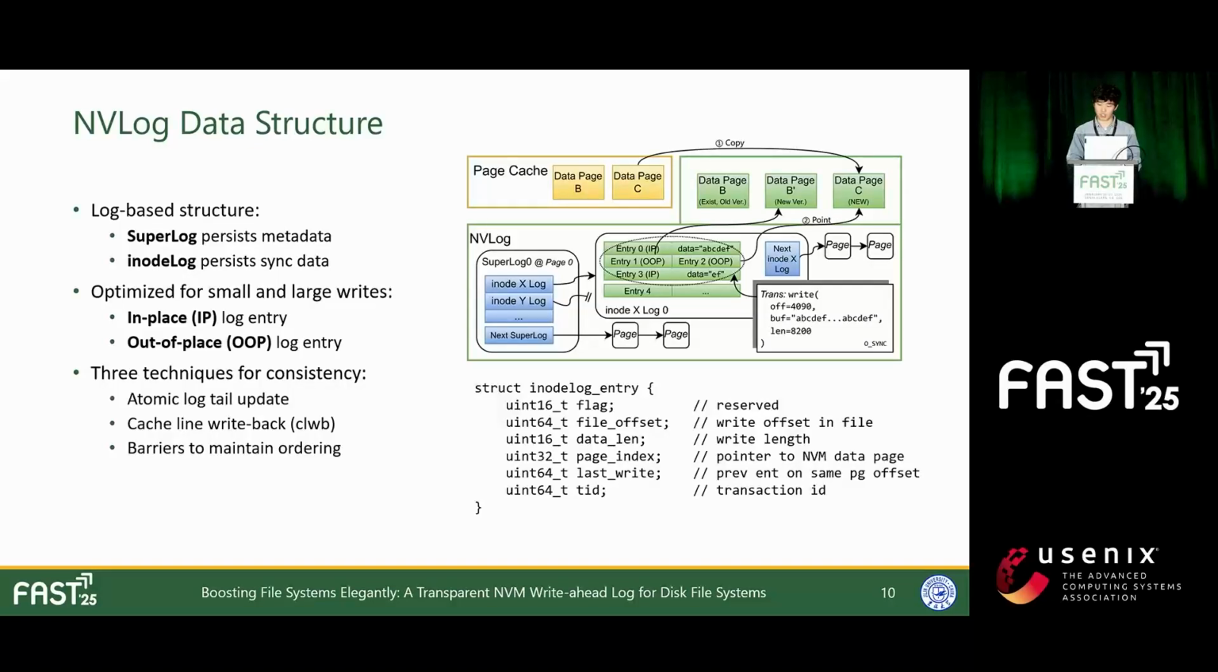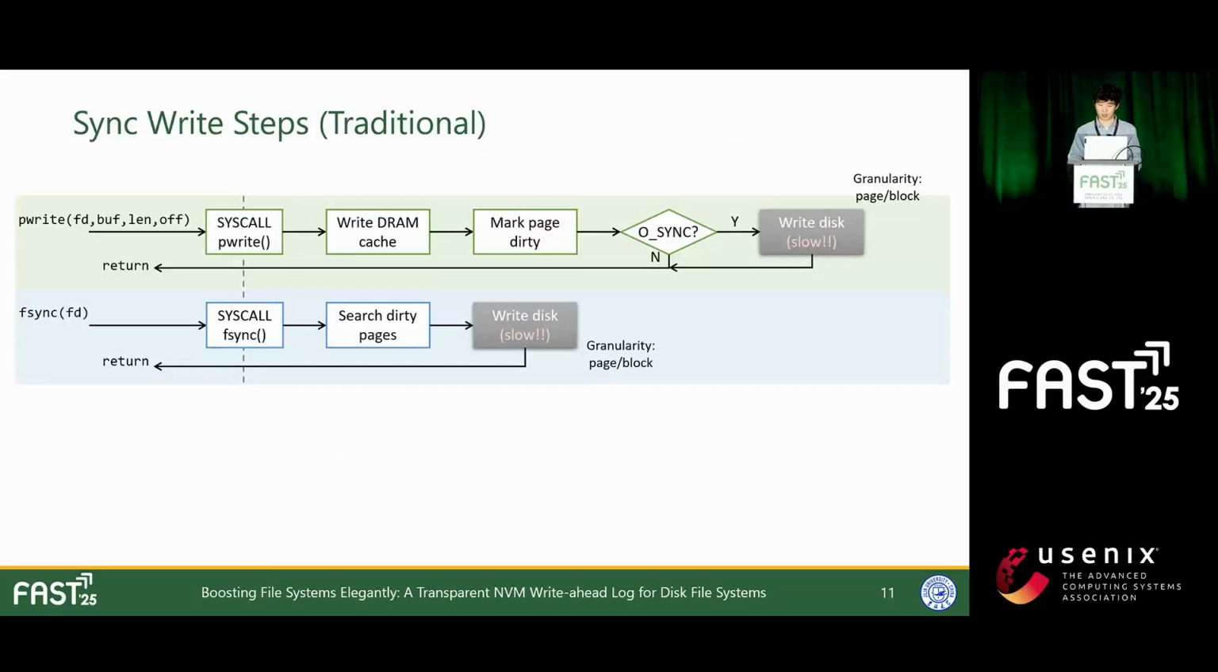And second, for each inode log, its head and tail are stored in a special superlog entry, which are the small blue blocks in the figure. And all the superlog entries together form the whole superlog, and the beginning of this superlog is placed at address 0 of the NVM for the convenience of recovery.